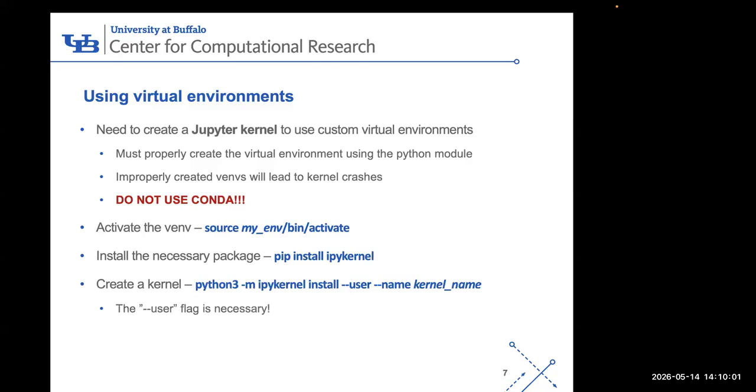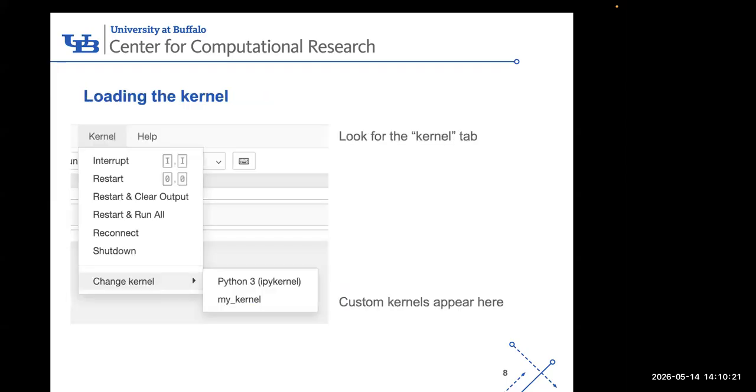I'm not going to go through all of the steps, but the user flag here is necessary. It installs the kernel into your home directory rather than trying to install it on a system path, which will cause failures. And then you can choose whatever kernel name you want here. That's how it'll appear in Jupyter Lab. I think I use my kernel in this example.